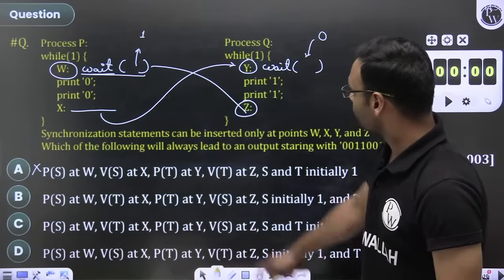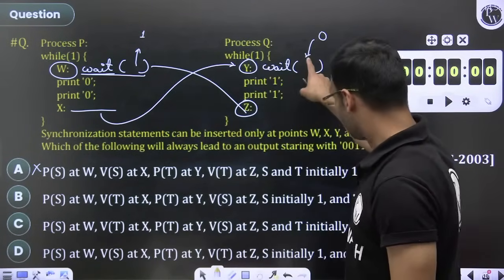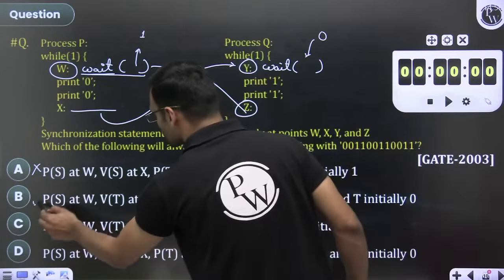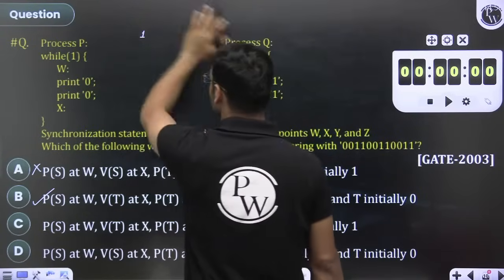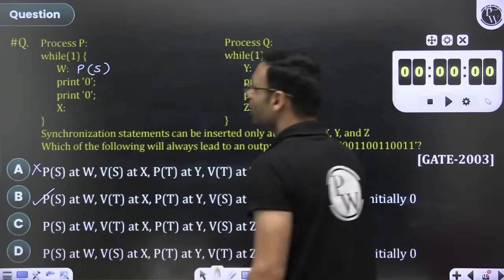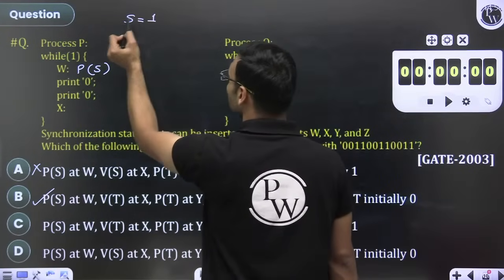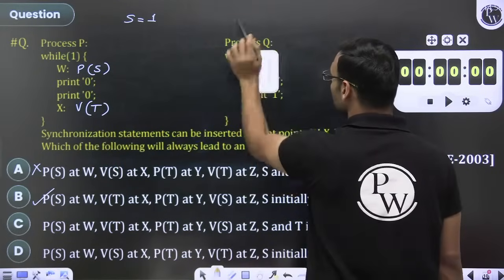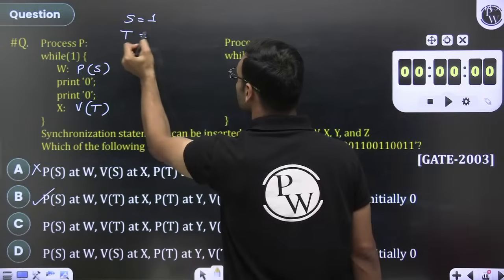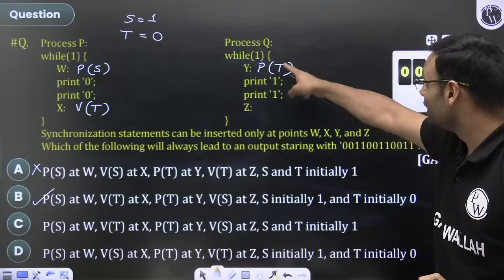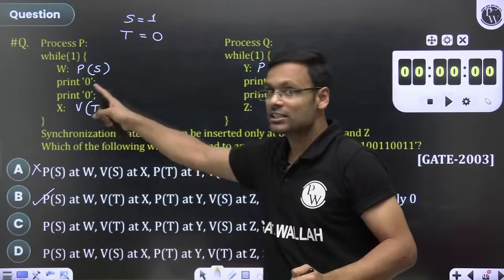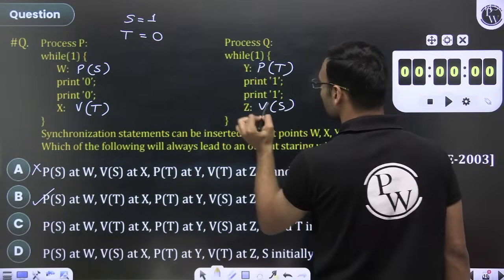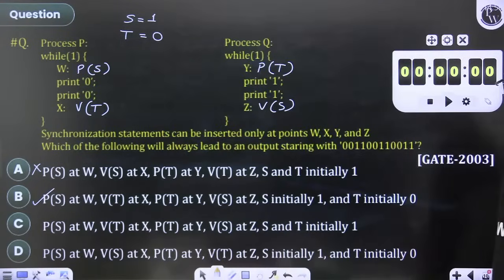Option B: PS at W, fine. VT at X, PT at Y, and VS at Z, fine. S is initialized with 1, T is initialized with 0. This is true. Correct it is. We have seen it in the classroom also. Wait function of PS, S initialized with 1 so that PS can run successfully initially. Then VT, signal of another semaphore T, whose P is here, and T is initialized with 0 so that PT cannot complete initially until process P completes VT. At the end, this process signals S so that again PS can run in process P. So option B is correct here.